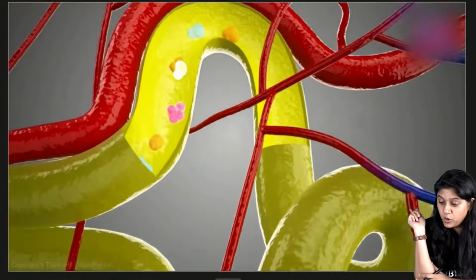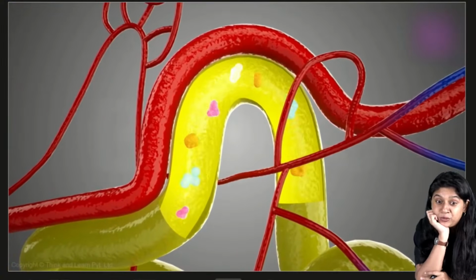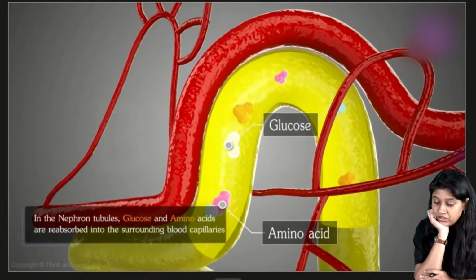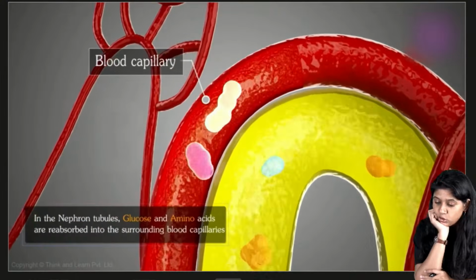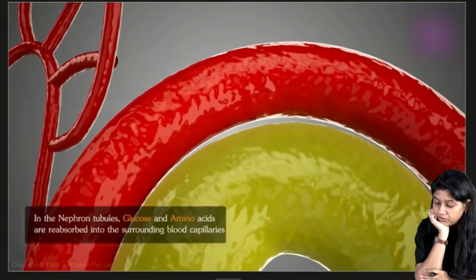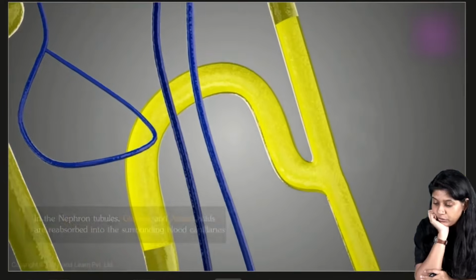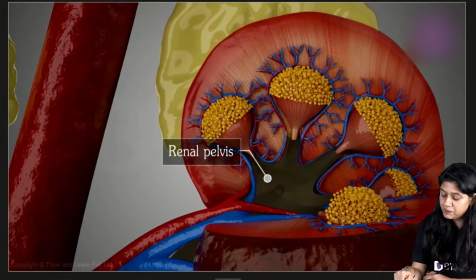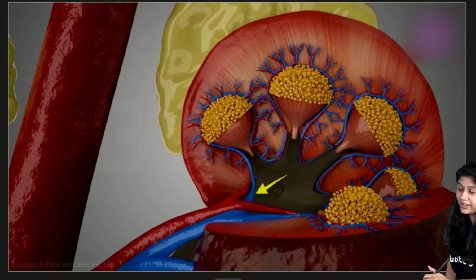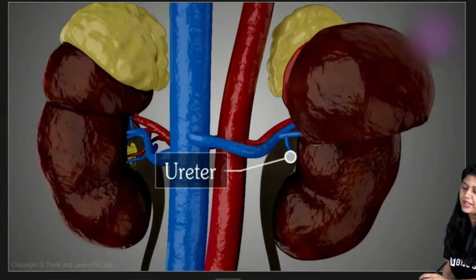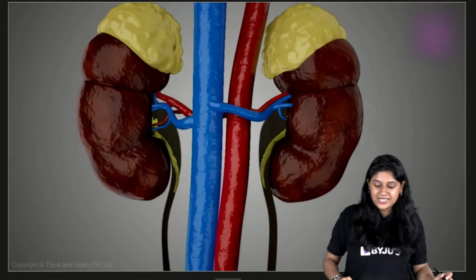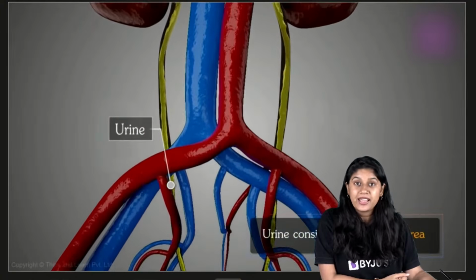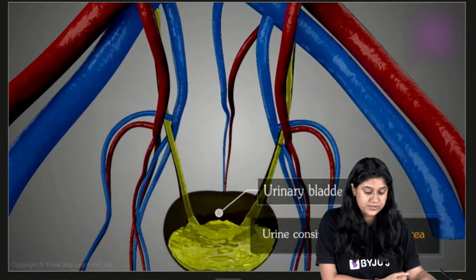And then, everyone, we'll see the reabsorption happening. Whatever is important will be reabsorbed by the body. See, glucose is there. Glucose and other important things will be reabsorbed into the blood vessels, and the waste will go ahead. See, in the renal pelvis, the collecting duct will open and from there the urine will move to the ureter. And then of course it will go to the urinary bladder and from there to the urethra. And that's how our excretory system works.